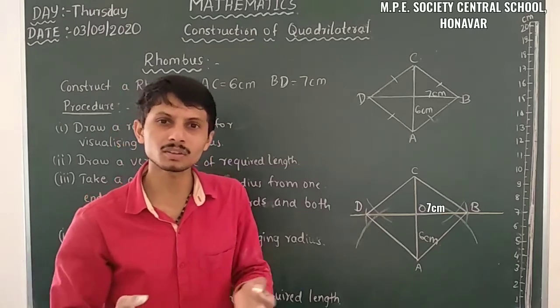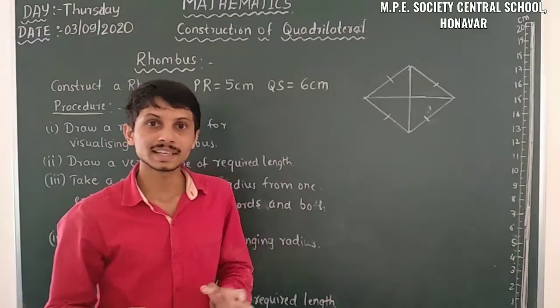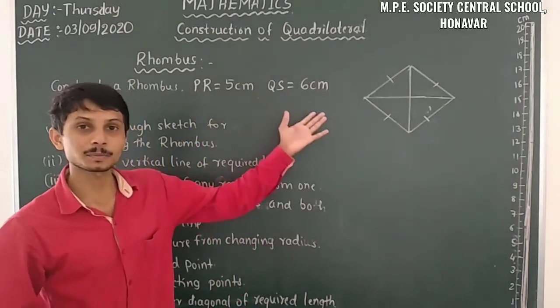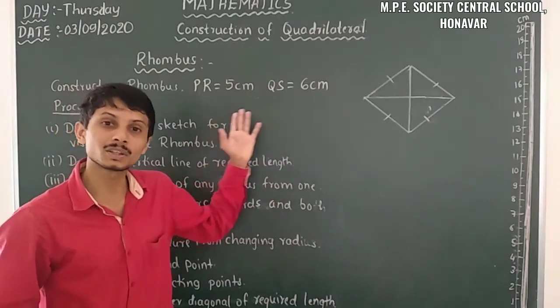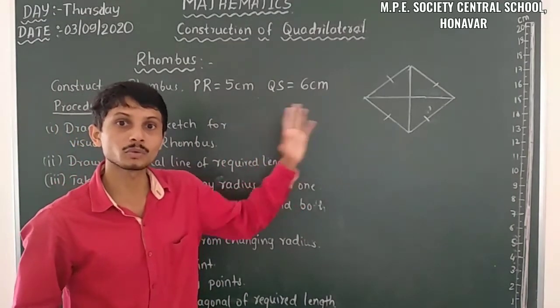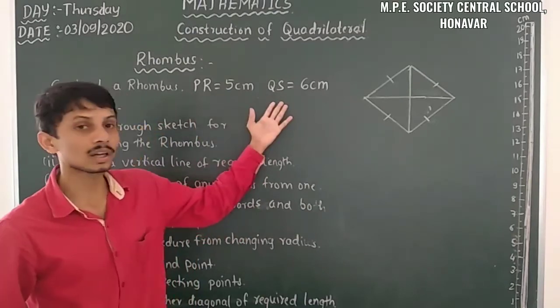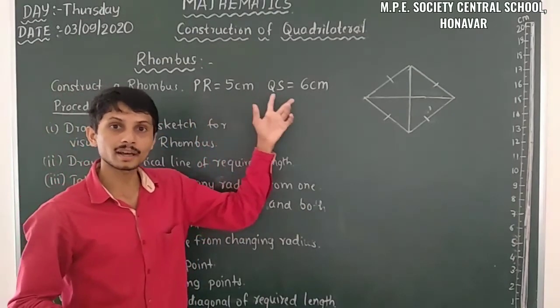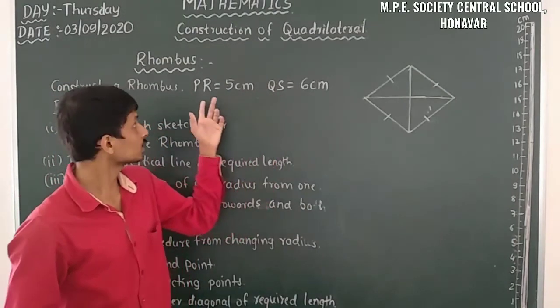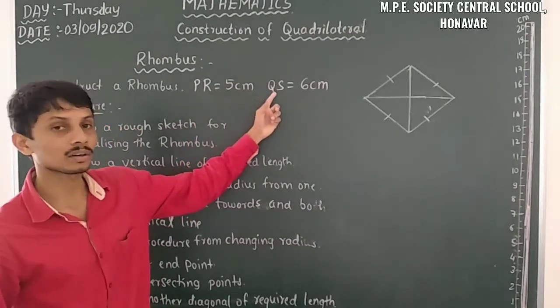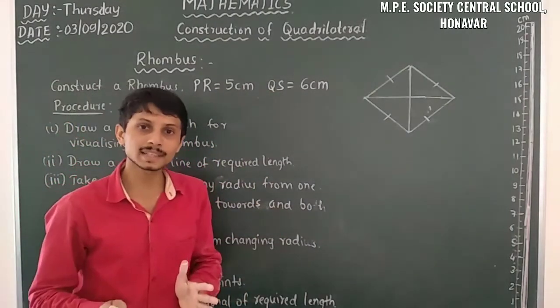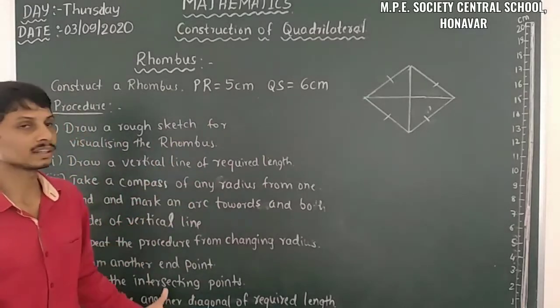So let us take another example. Let us move on to the next problem. Here it is a PQRS rhombus, so we have to construct a PQRS rhombus. Here the two diagonals are given. What are the two diagonals? One is PR and one is QS. Go through the same procedure, which I have already written here.